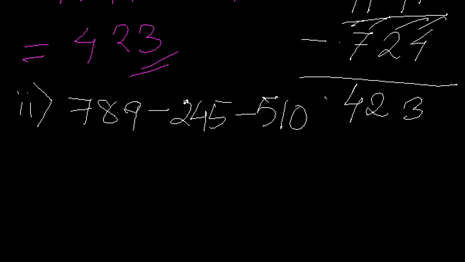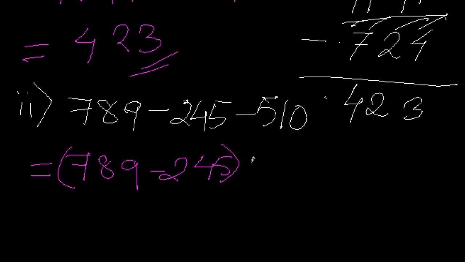Then how do we solve this problem? Here what I do is, at first I write the first positive term in the front. This remains. Now you see that you can do it actually in two ways. First, you can subtract 245 from the positive term 789. Then whatever you get, you subtract 510 from that number. I'll show you both ways. If that is the case, then it's 789 minus 245 and then minus 510. That means I'm doing this first operation first. That's why I have taken these two terms in bracket.